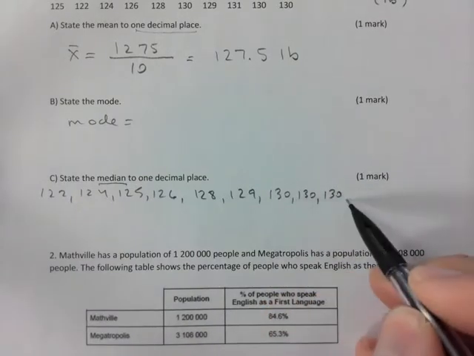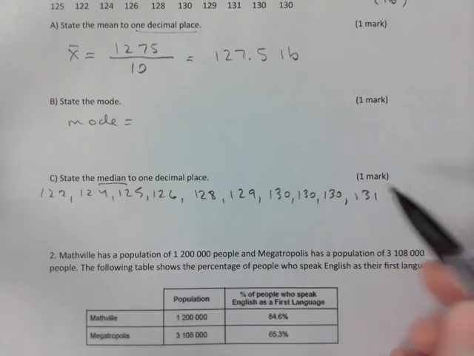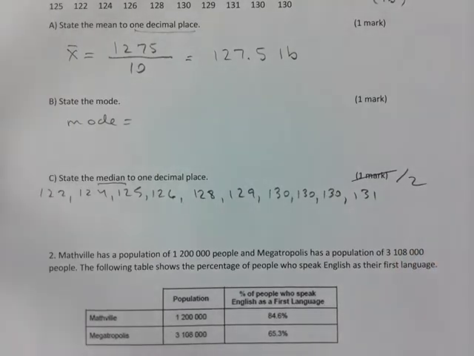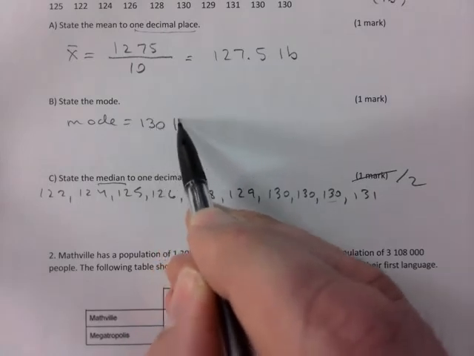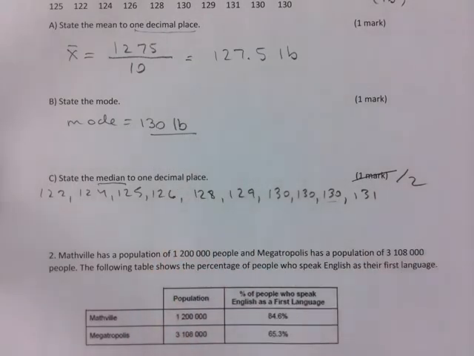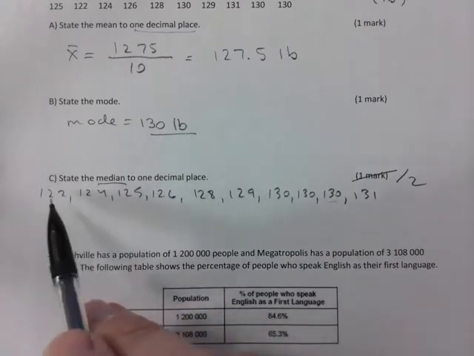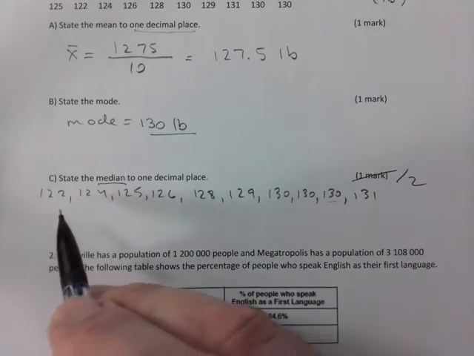So there's 3 130s, and there's 1. So this question is actually going to be worth 2 marks because of the extra work. And now that I've arranged it, I will go up here to my mode and write down 130 pounds for the mode. So that's just 1 mark as always. And remember, if there's no mode, then you write down no mode. Don't put 0, okay?